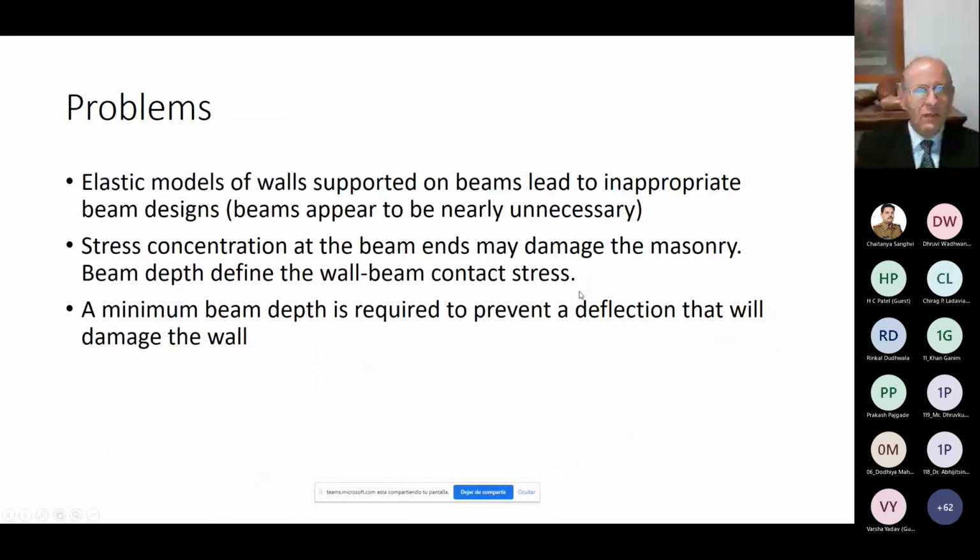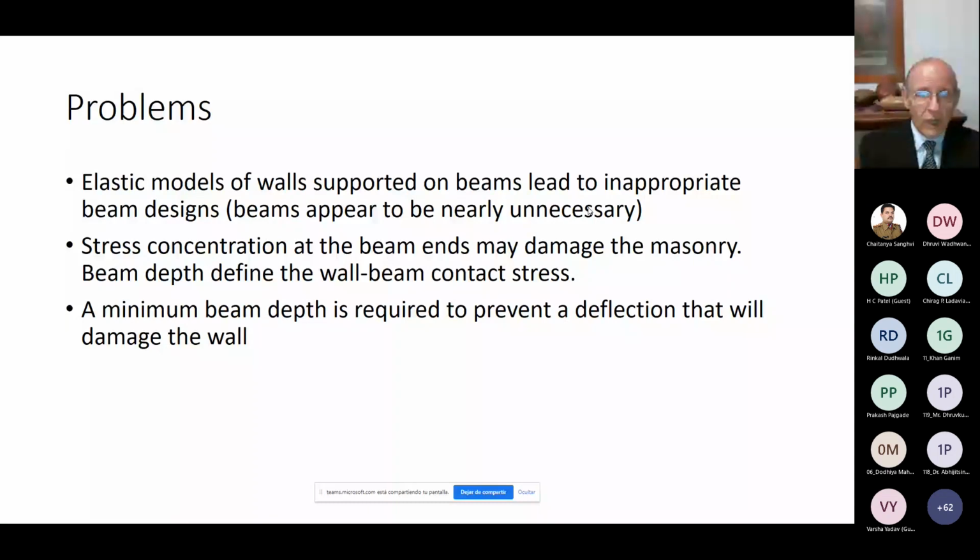Okay, the problem also is that elastic models of walls supported on beams lead to inappropriate beam designs, because when you do an elastic model with finite elements or whatever, and you add the beam, you will see that beams appear to be nearly unnecessary because, of course, the wall is a very large element that will take all the load. And it seems that the beam is not required. And this has led to wrong designs in practice, and we need to address this carefully.